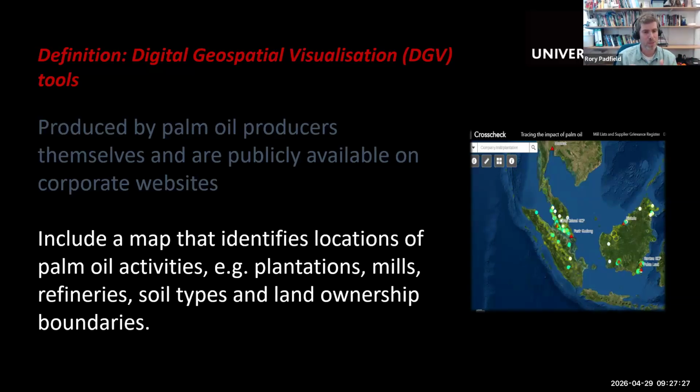So we were looking explicitly for these things. And those maps needed to identify a number of key points about the firm's activities, whether it's plantation sites, the mills, refineries, but also other data, whether it was soil types, land use ownership boundaries, conservation status, that sort of thing.